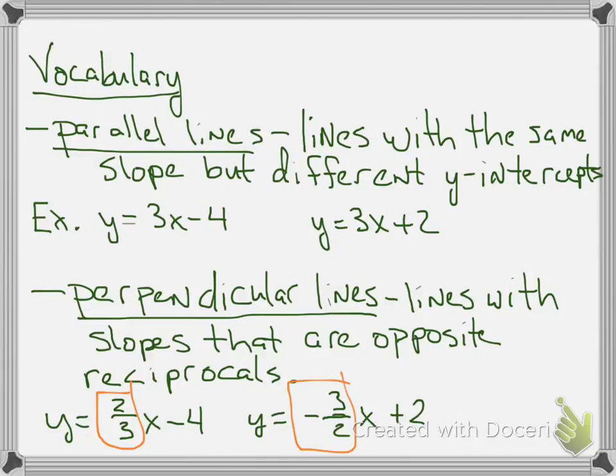Another thing you can make note of here is that if you multiply the two slopes, 2/3 times -3/2, you get an answer of -1. When you multiply two slopes and get an answer of -1, that's perpendicular. All right, so let's look at an example.